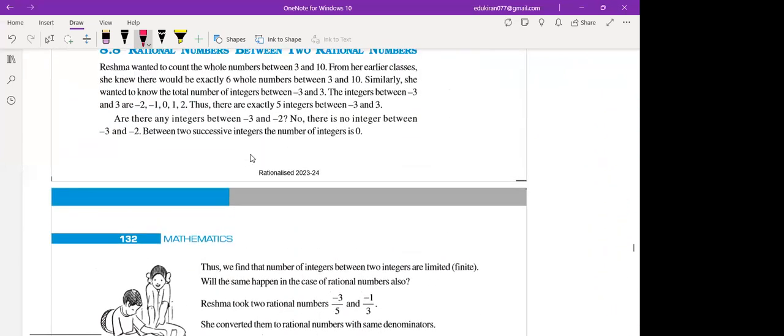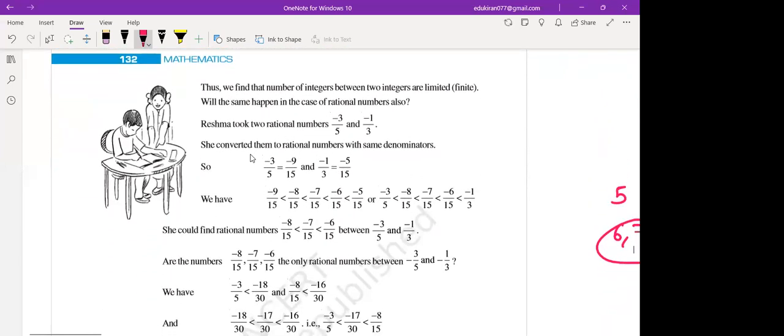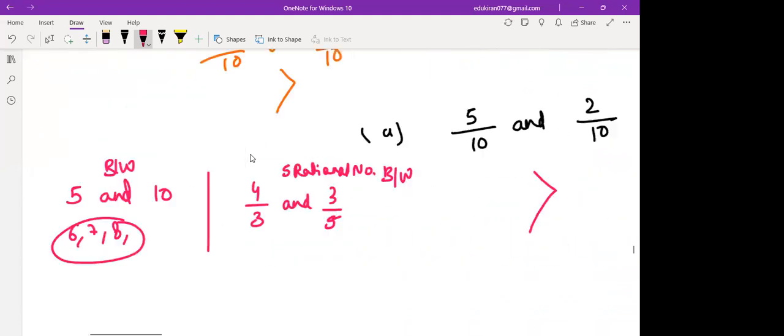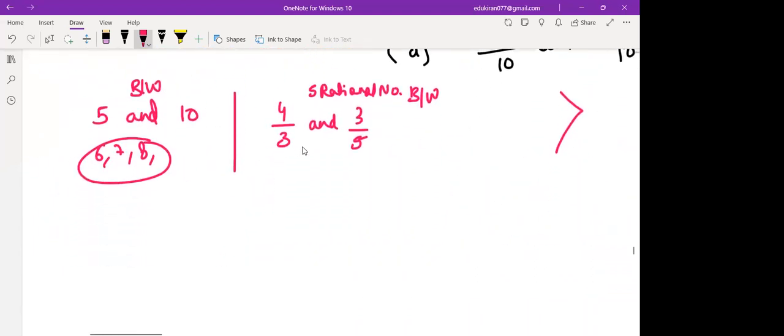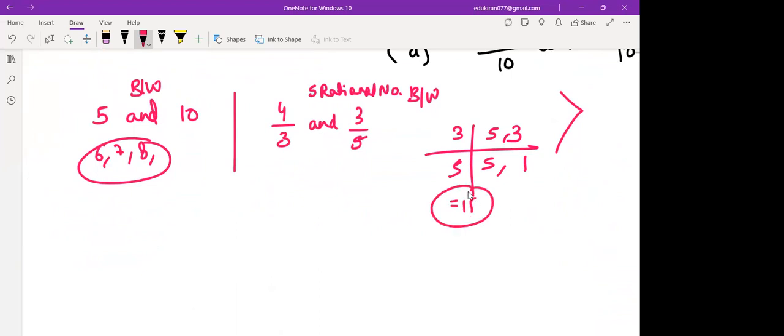Yes, ma'am. So you will make the denominator same and automatically you will get the answer. Clear? So over here, for example, you will do the LCM of 5 and 3. So 3 ones are 3 and 5 ones are 5, so LCM would be your 15. Now 4 upon 3 multiply 15, here 3 upon 5 multiply 15.